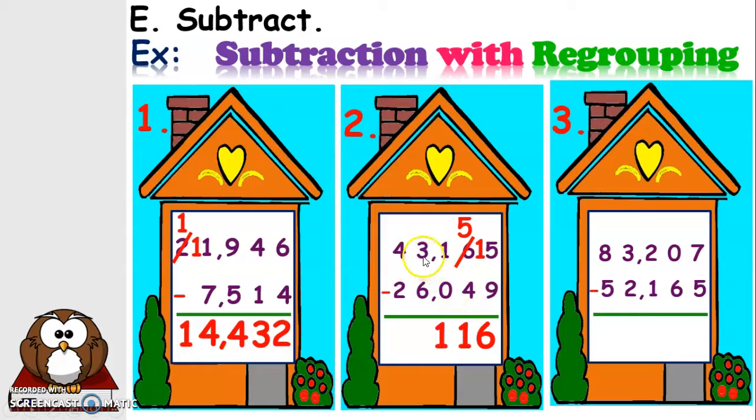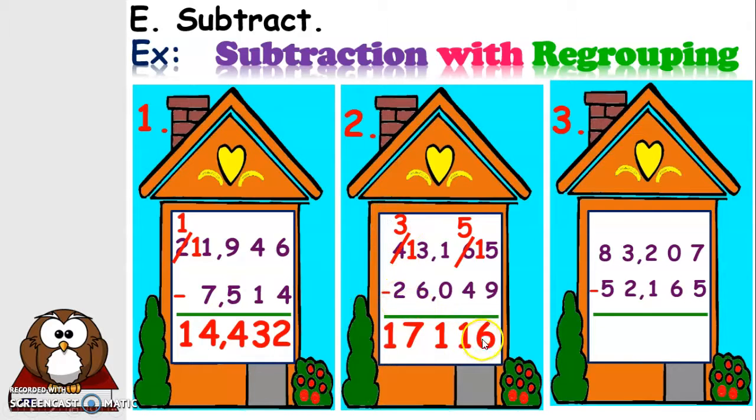For thousands place, 3 minus 6. But 3 is smaller than 6. So we have to borrow from 4. It becomes 3. And 3 is now 13. 13 minus 6 is 7. And 3 minus 2 from 10,000s place equals 1.